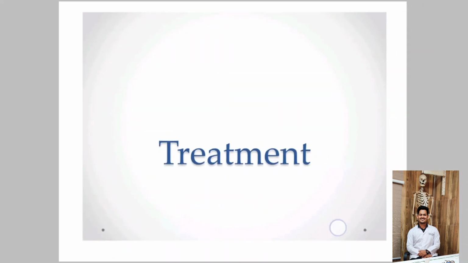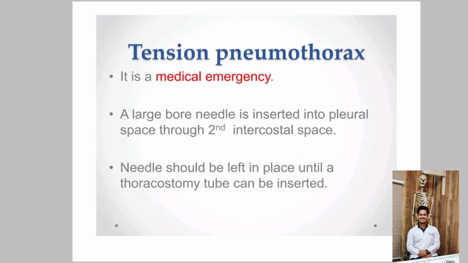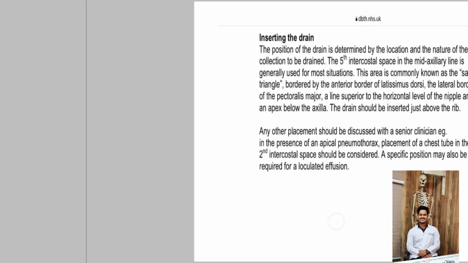Coming to the treatment. It is a medical emergency. Tension pneumothorax is an important medical emergency that we have to read. And the first notion was that a large bore needle is to be inserted into the pleural space in the second intercostal space in the mid-clavicular line. But there has been some updates in the recent ATLS, which I'll be covering shortly. And the needle should be left in place until a thoracostomy tube can be inserted.